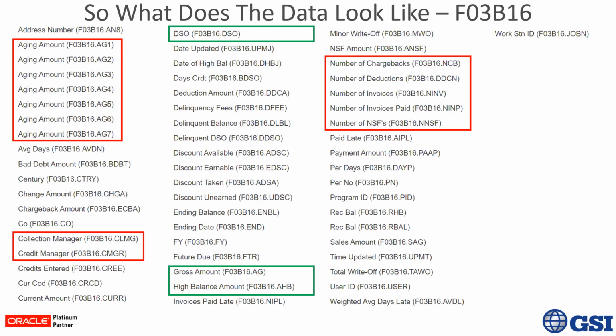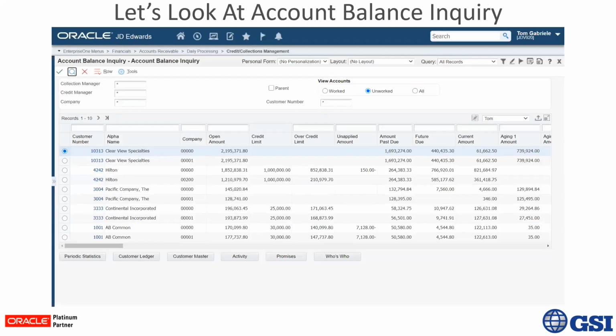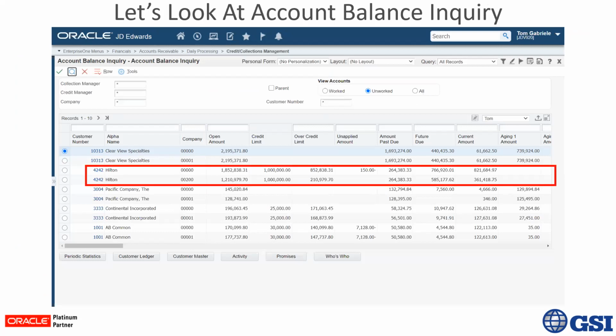So now let's look at the inquiry screen. This is your account balance inquiry screen. And when you look at the screen, the way it's set up right now, you'll notice in the middle that I see two records for Hilton, 4242. I see one record for company 0 and one record for company 200. That's because this is showing me not only the overall summary across all companies for this customer, it's also showing me by company. But if I look at this, the balances don't agree. It says an open amount of $1.8 million, but for company 200, it's $1.2 million.